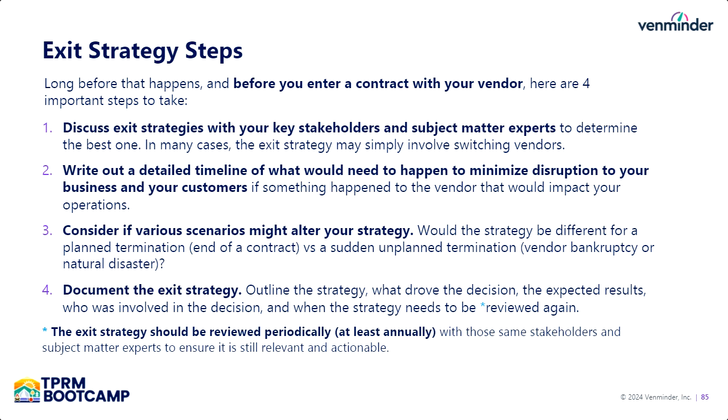Now, figuring out the exit strategy happens during the planning stage, and that's way before you get into a contract with your vendor. So you need to do 4 things. One is discuss the exit strategies with key stakeholders and even your subject matter experts to figure out which is the best one. A lot of times this is going to just be changing vendors. You need to write out a detailed timeline of what would need to happen to make sure that switch would not disrupt your business and your customers.